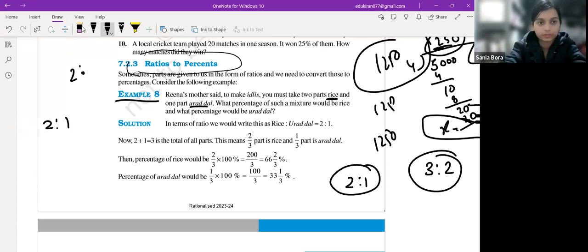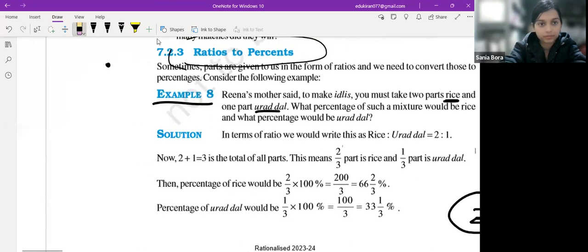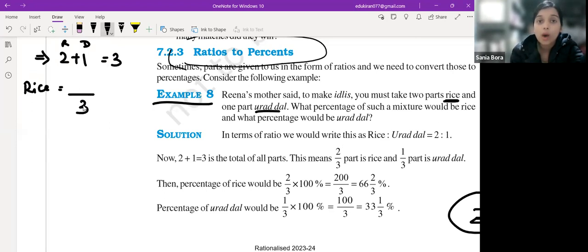Let's just do it. I'll solve it here. Just have a look. 2 plus 1 is equal to 3. So let's do it step by step. Step number 1 is, whatever ratios are given to you, you add them up, like 2 plus 1. 2 was for rice and 1 is for dal. So you added this, you got 3. Once you get this, now you have to find the rice. What is the total ratio? Total ratio is 3. And out of this 3, how much do you have to put for rice? You have to put 2.